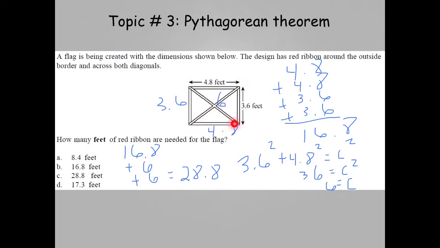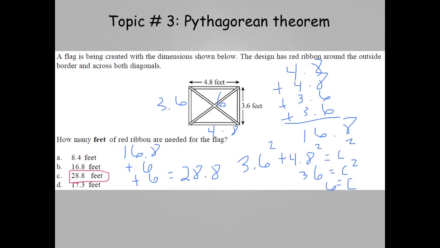In order to find this ribbon, we have a triangle. It doesn't say Pythagorean theorem here, but if you do a squared plus b squared, you will get c squared. And in this case, c squared is equal to 36. Take the square root. You get c is equal to 6. And so we're going to add this one plus 6 and this one plus 6. We should get our answer of 28.8. Pythagorean theorem, but it doesn't say it.